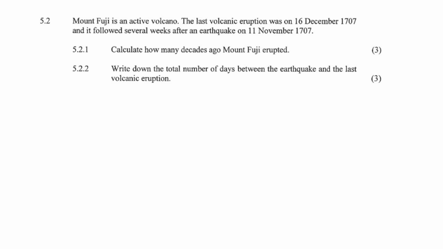The last volcanic eruption was on 16 December 1707, and it followed several weeks after an earthquake, which was on 11 November 1707. Calculate how many decades ago Mount Fuji erupted. Okay, so when these learners wrote this exam, this was part of a 2022 exam. So 2022, take away, which one was it? Mount Fuji erupted in 1707.